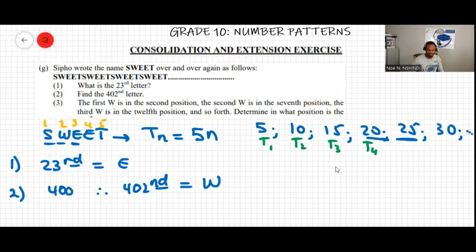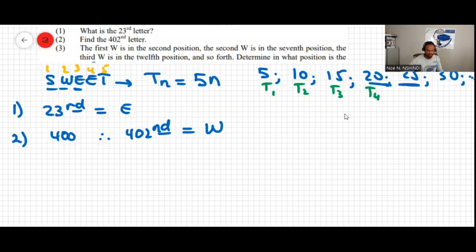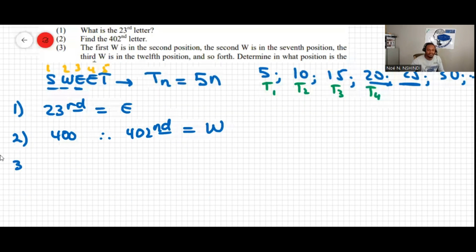Now question 3 says find the position of the 100th letter E. The first E is in the 2nd position. The second E is in the 7th position. The third E is in the 12th position. And so forth. Determine in what position is the 100th E.